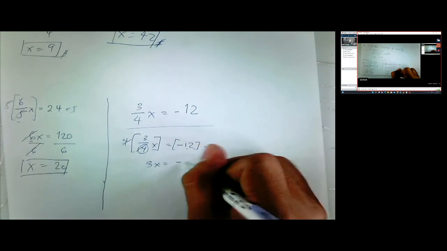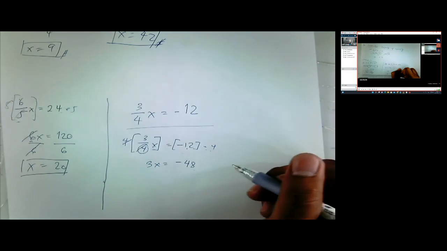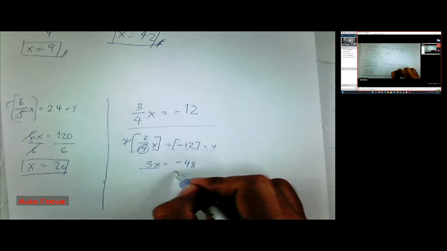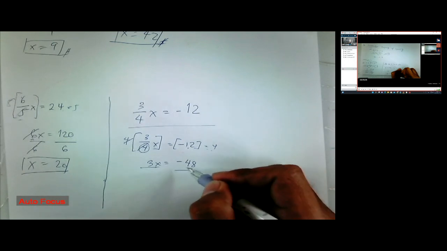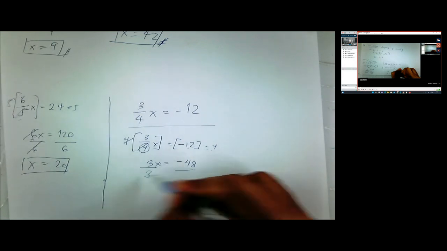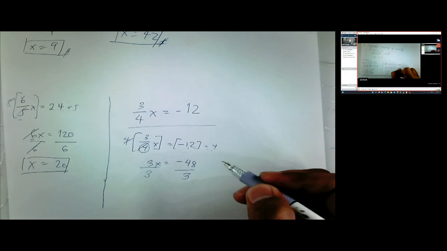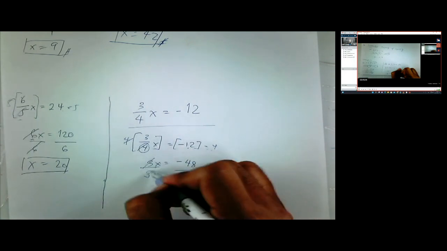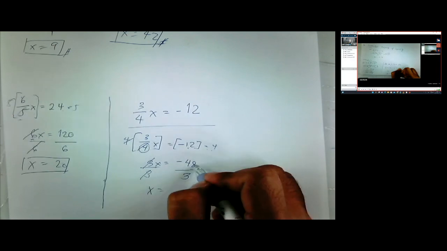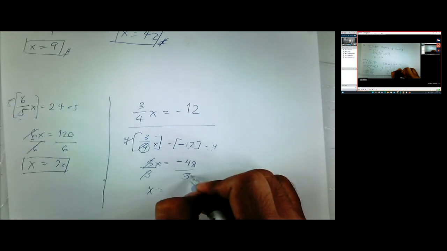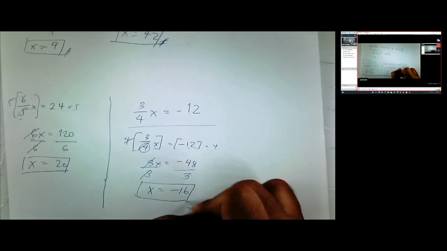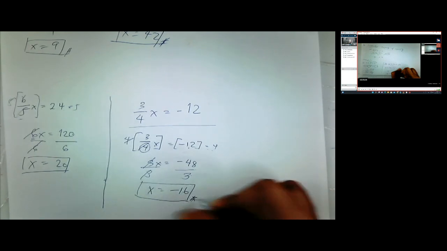That is negative 48. And since we want to know the value of x, divide both sides by the coefficient of x, which is 3. And so we need to divide the other side by 3 as well. And so you will have x is equal to negative 48 divided by 3, which is negative 16. Okay?